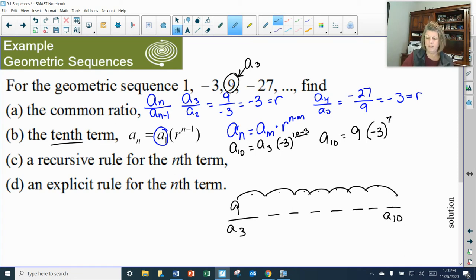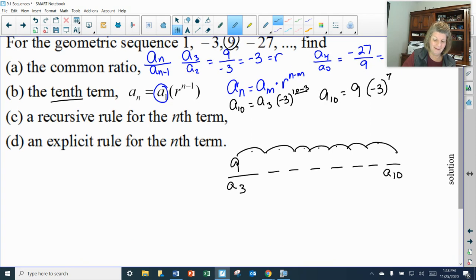And then I should be able to get that number. Do I have that number? Nope, I've never stopped and actually gotten it. So take negative 3 raised to the 7th, add, and then multiply by 9.